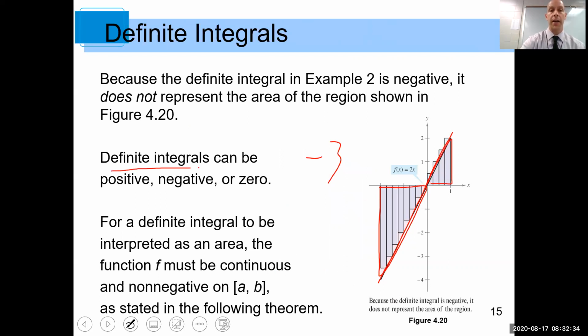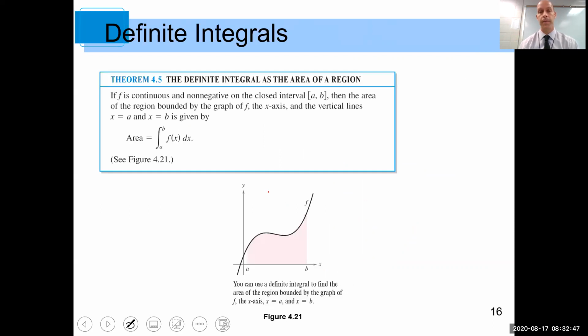Definite integrals can be positive, negative, or 0. Area cannot be negative, but a definite integral can be negative, and it depends on the application that you're looking at. Okay, theorem 4.5 basically tells us that area can be equivalent to a definite integral.